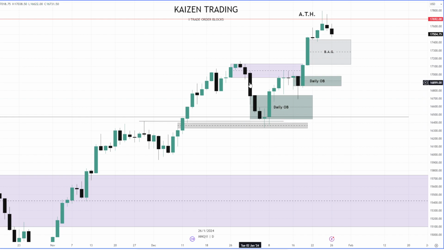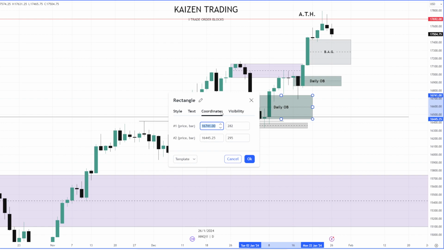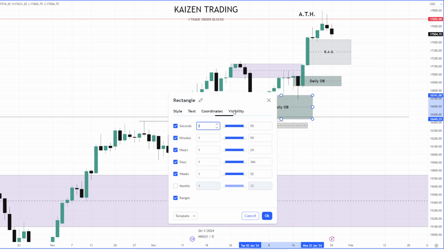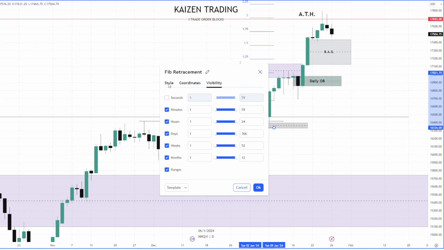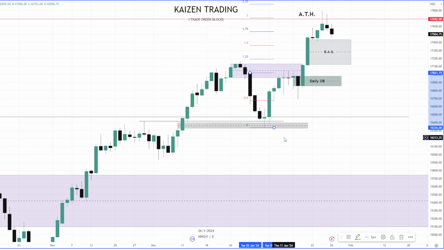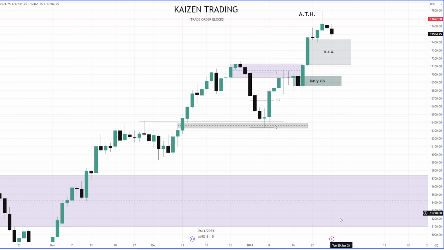So if this is Tuesday, just hide this for now. Okay, we don't know that. We don't know that yet, but let's say we didn't know where price was going. Here's your weekly candle. No, I want 50%. Okay.